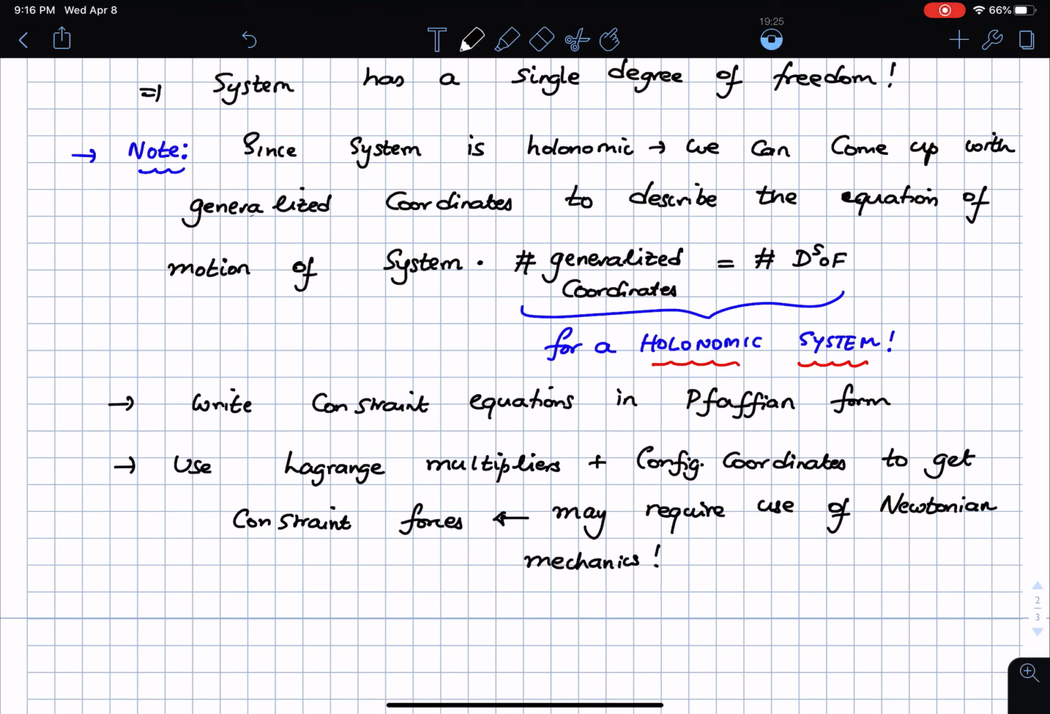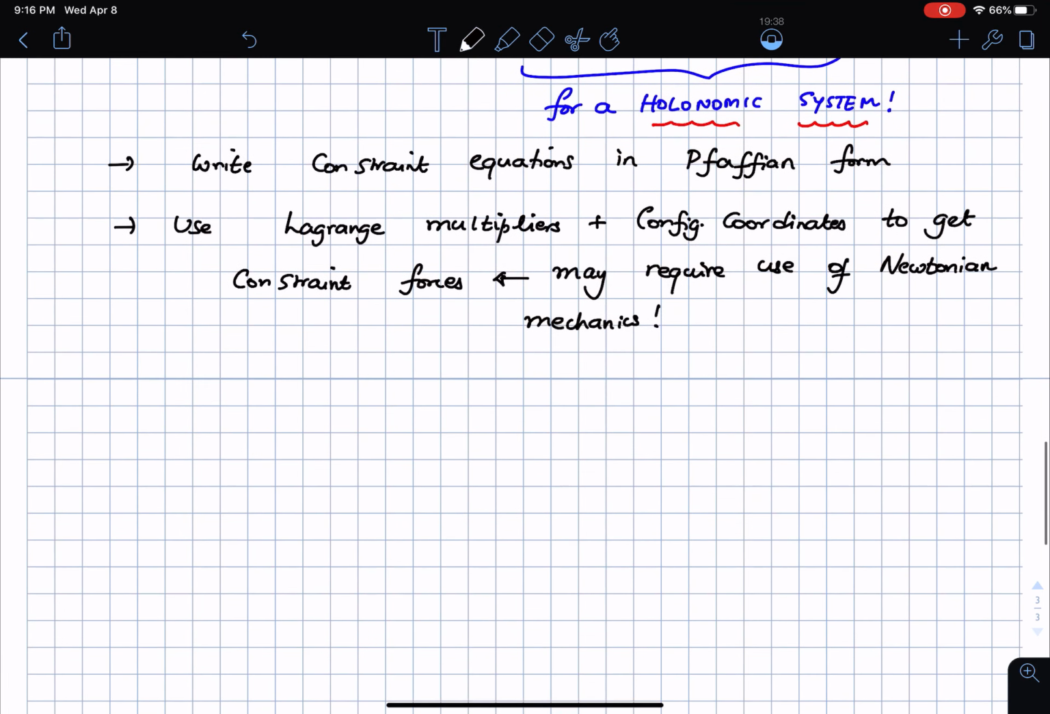Okay, that's something that is a drawback of the Lagrange multiplier method. It's not very elegant. It is just a mathematical technique. But sometimes you have to solve problems using the Lagrangian formulation. So this is the way to go forward. Okay, let us write the constraint equations in the Pfaffian form. Okay, so constraint equations.